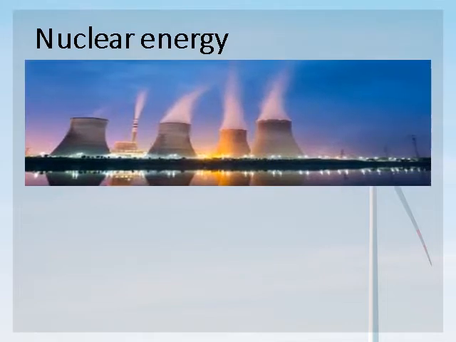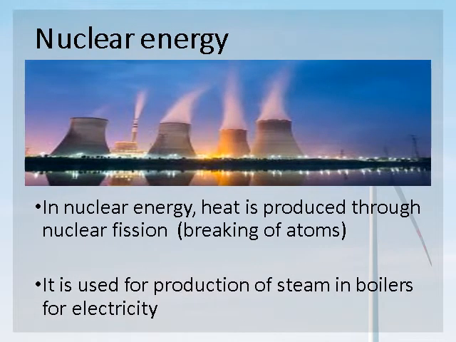Nuclear energy. Nuclear energy is power that is released from atoms. It is the most powerful source of energy. It is the energy that powers the sun. In atomic fission, energy is released when the atoms split into their constituent parts, like neutron, proton, or electron. It is used for production of steam in boilers for electricity.